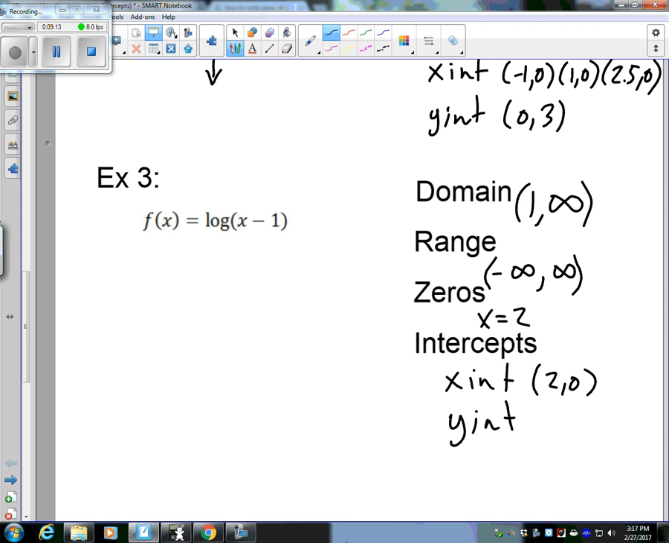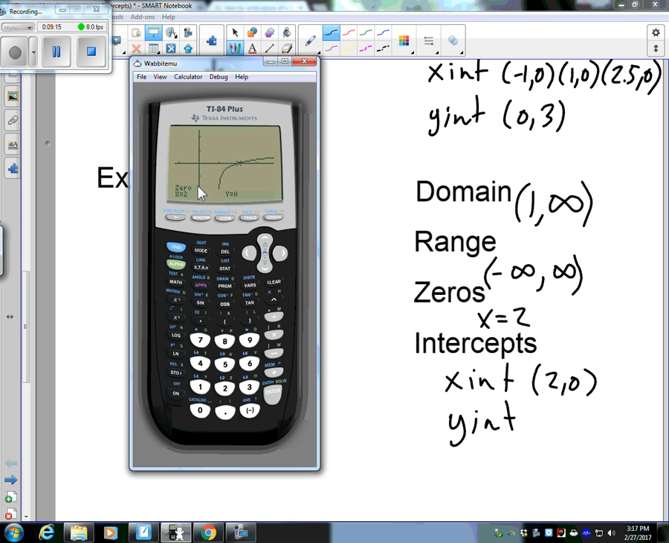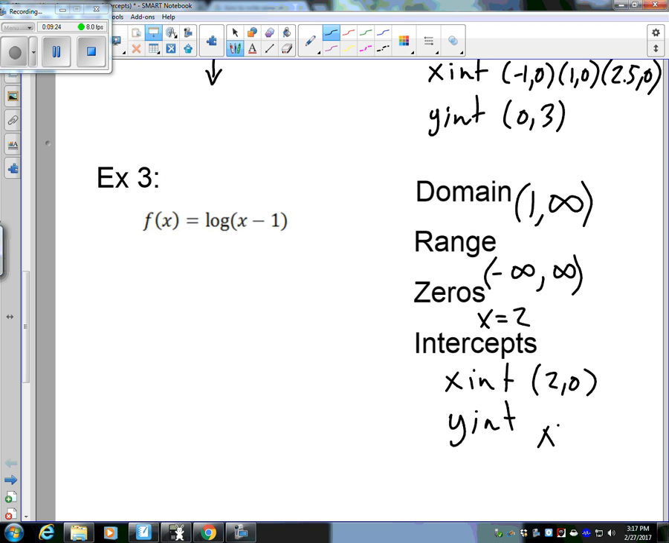Y-intercept, look back at the graph. The graph has an asymptote at 1, so therefore the actual graph cannot cross the y-axis, so there is none in this case.